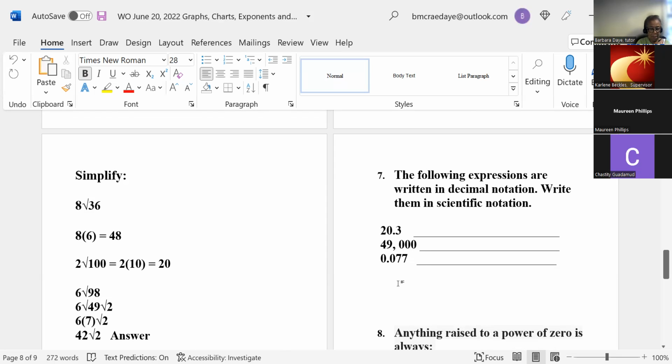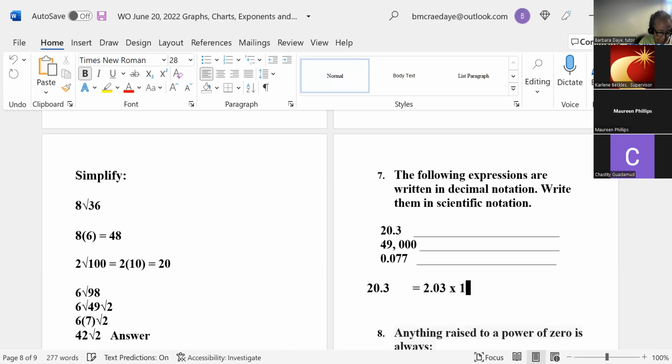Let's just take 20.3. Now, you want to express this in scientific notation. So your decimal point is here. Maureen, where would you put the decimal point? It's already in front of the 3. As scientific notation, where would I put it? I would put it between the 2 and the 0. Okay, so that would be 2.03.